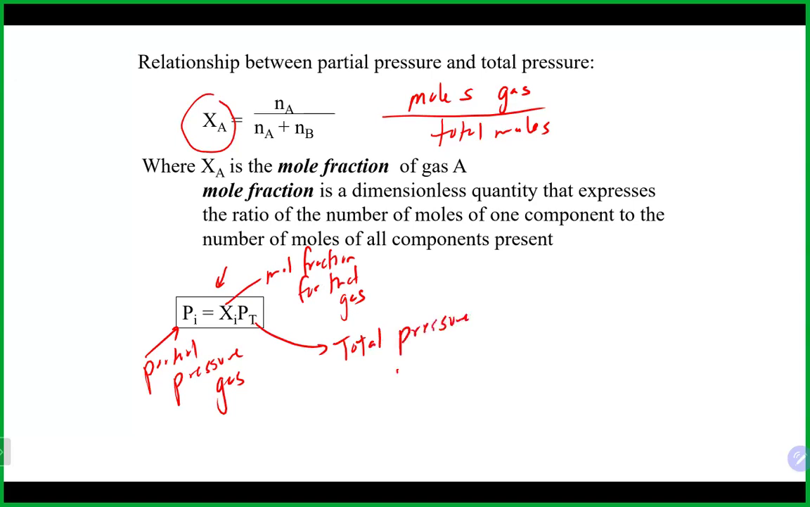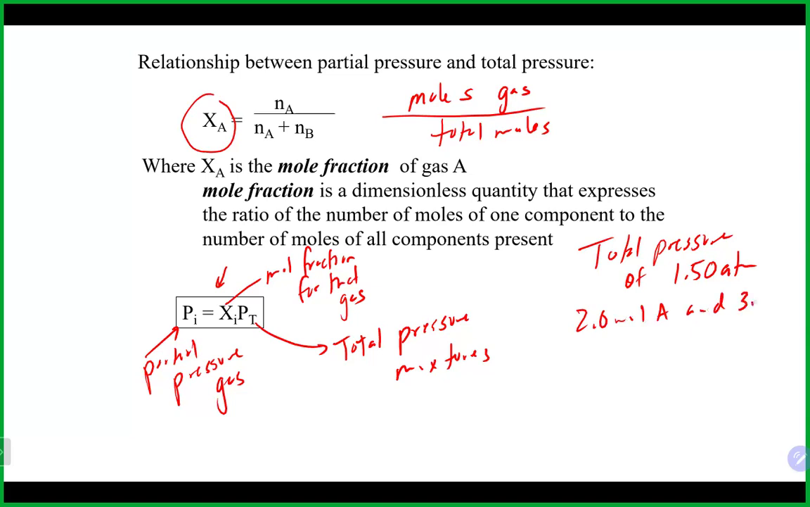So for example, let's say we had a total pressure of 1.5 atmospheres, and we had 2 moles of A and 3 moles of B in a mixture of gases together. If we want to know the partial pressure of A, we can use this because, frankly, we don't have temperatures given to us. We don't have volumes, so we can't use the ideal gas law.